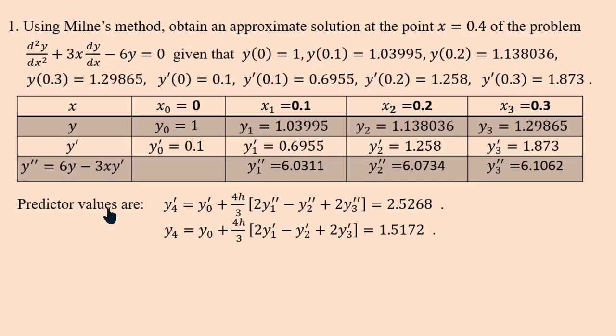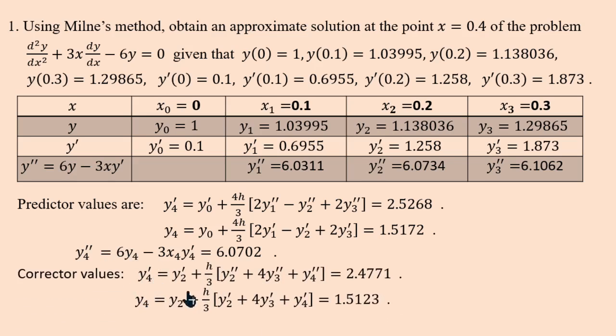After calculating the predictor values, substitute these values here. 6 into y4 minus 3 into x4 into y4 dash, that is y4 double dash. x4 is 0.4, x3 is 0.3, 6 into y4, so this value 1.5178 minus 3 into 0.4 into 2.5268, that is 6.0702. After calculating y4 double dash, use the corrector formula.